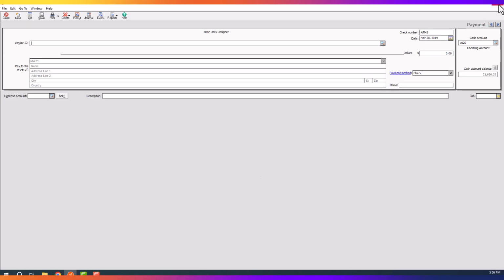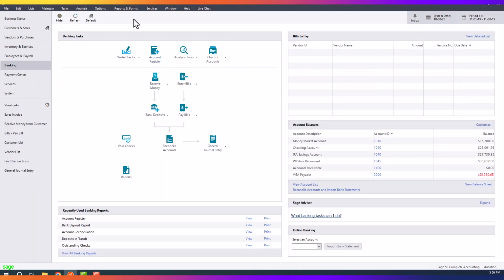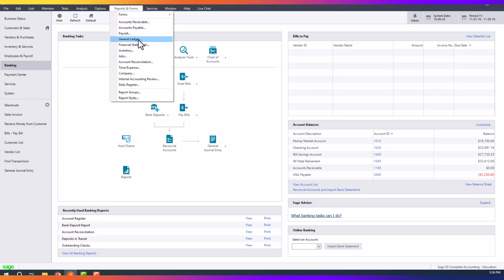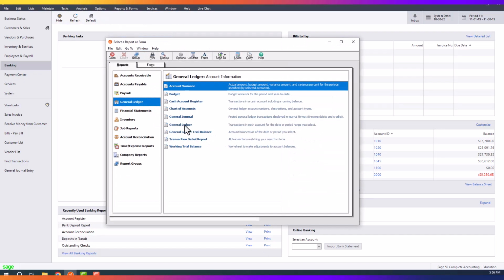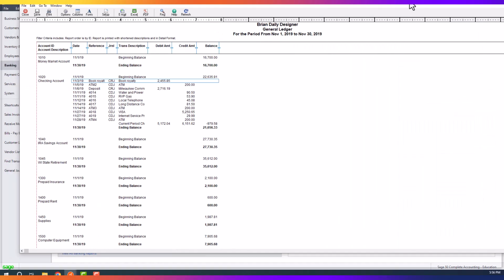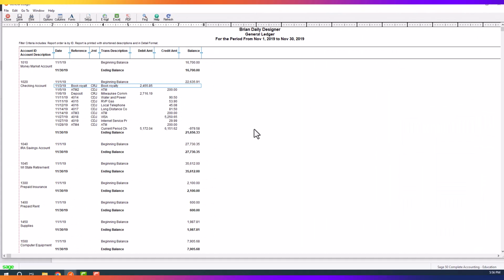So to do that, I'm going to close out of the Write Checks window, and I'm going to go to Reports and Forms. I'm going to go to the General Ledger category, and I'll run the General Ledger report. And what I'm looking at here is the transactions and the dates. I'm going to make sure that the ending balance matches the table in the book, and all the dates and the check numbers match the book. And I am aware of 2 mistakes.